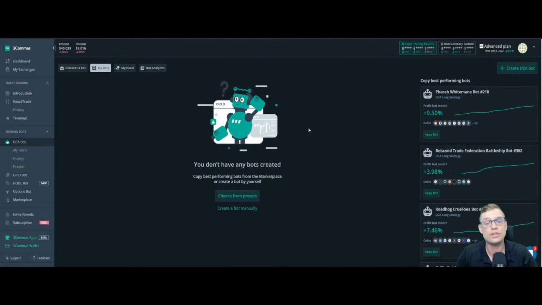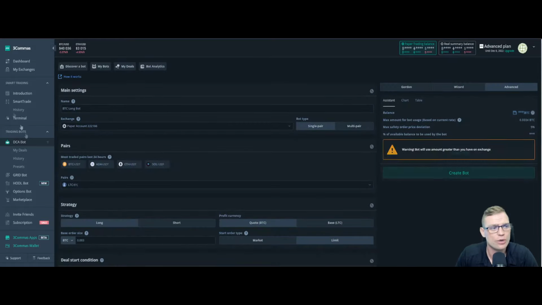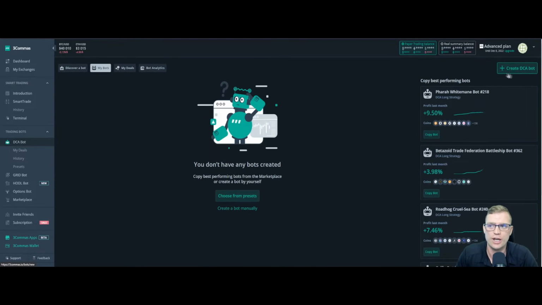Okay guys, so when it comes to the DCA bot, simply you need to have your given exchange connected. To start a bot, you can see on the left hand side, DCA bot. You can simply click the plus here to create one, or alternatively, you can see on the right hand side, it says create DCA bot.